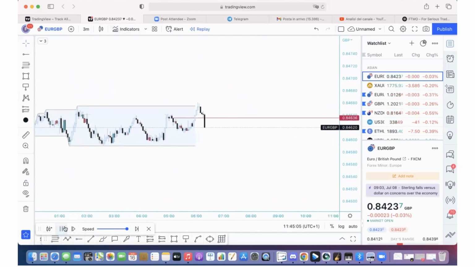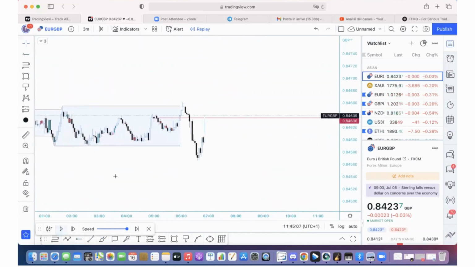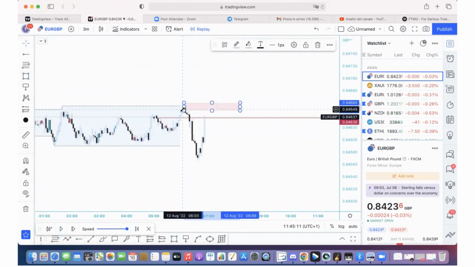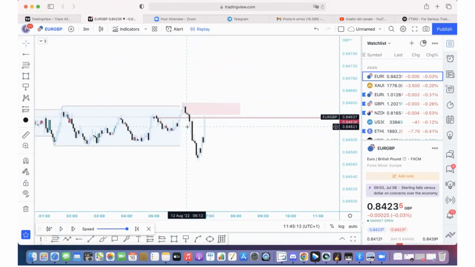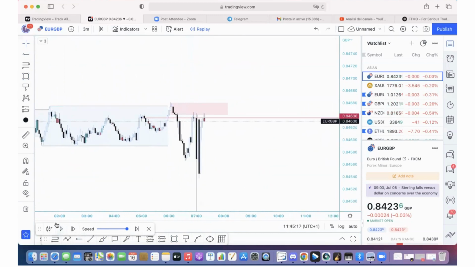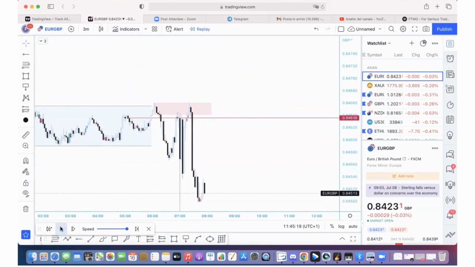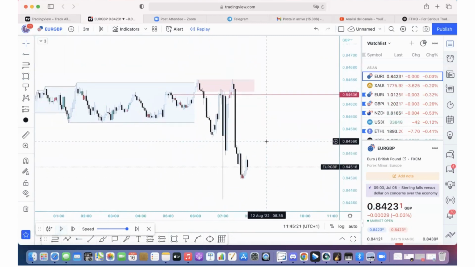Then what do we have? Push to the downside, change of character, retracement, supply. You would enter from this trade, right? Yeah, okay. Push to the downside. Good. Keep going. Good, so this is one option.